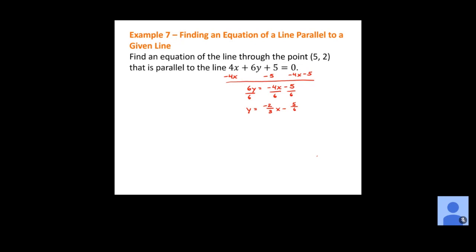Now, what is it about that line that we care about? The slope, right? So what is the slope of that line? Negative 2/3. All right, so now we know if we're looking for a line that's parallel to that line, then our slope needs to be the same as that line. So we're going to use that same slope now. We need our line to go through the point (5, 2). What can we do at that point?